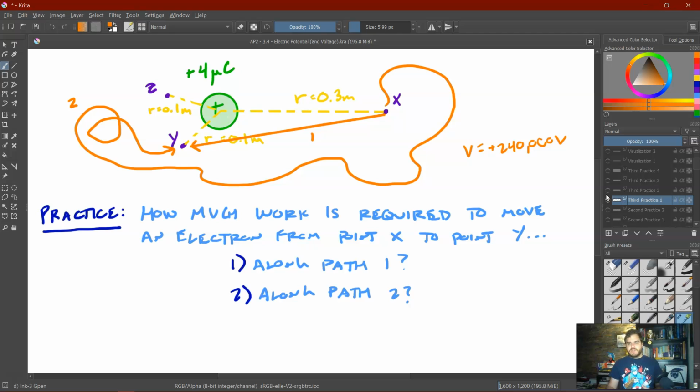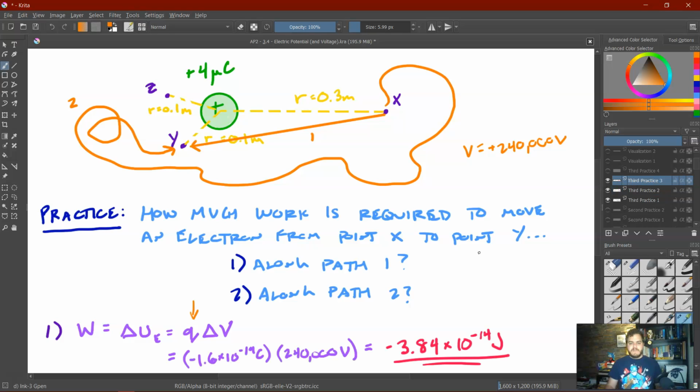Well, for the first situation, I would say the work is equal to delta UE, which is equal to q times delta V, the charge times the voltage. And if I look at here, the charge would be the charge of an electron, the charge we place in a field. Remember, this is little q, the charge you place in a field, times the voltage, 240,000 volts. I multiply those together, and we get that the electron would require negative 3.84 times 10 to the negative 14 joules of work to move between X and Y.